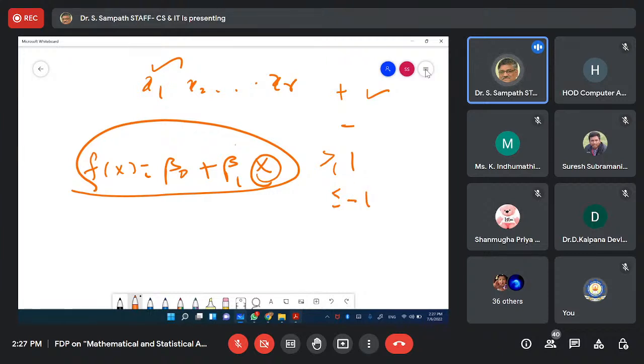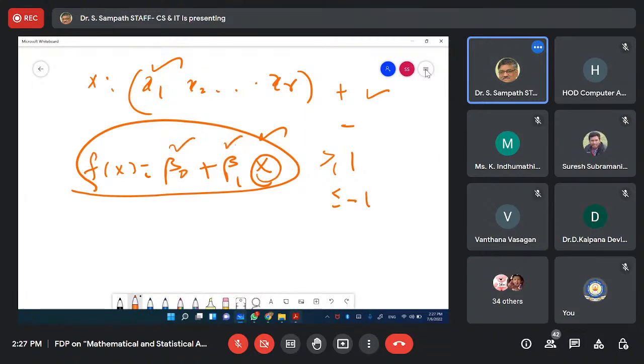But what is not known here? Can you tell me what is not known here? Say yes or no. The X value is a known value. So this X vector is fully known. What is not known? Beta naught and beta 1 are not known.